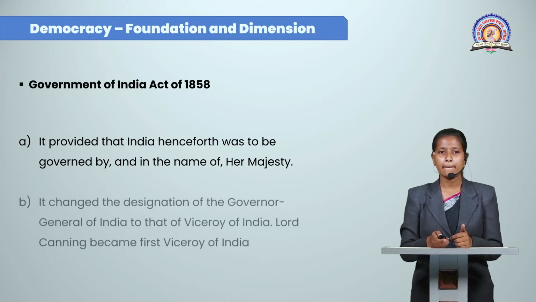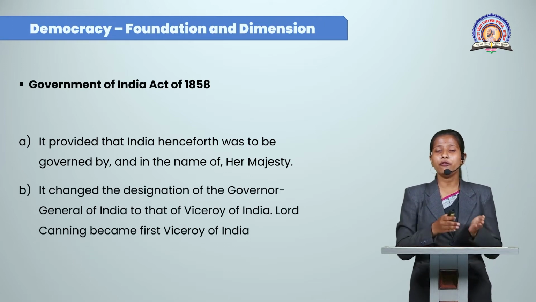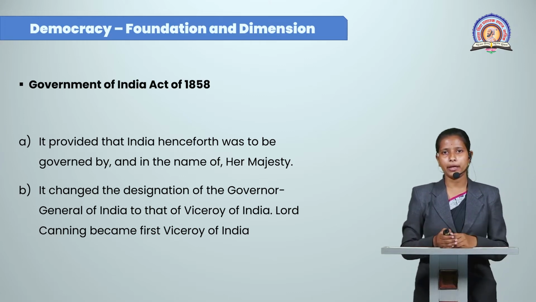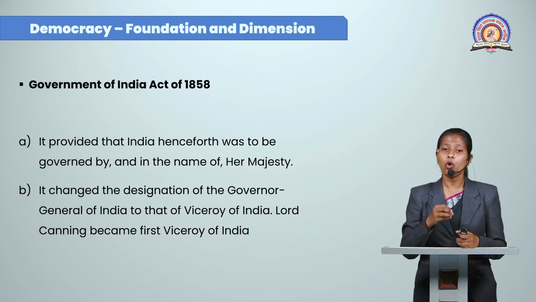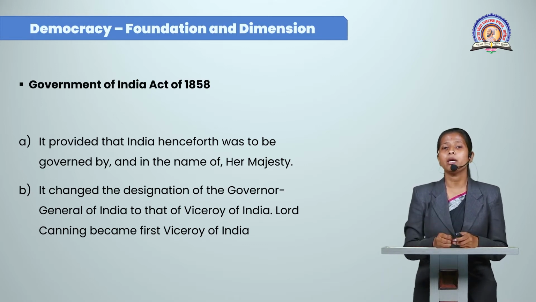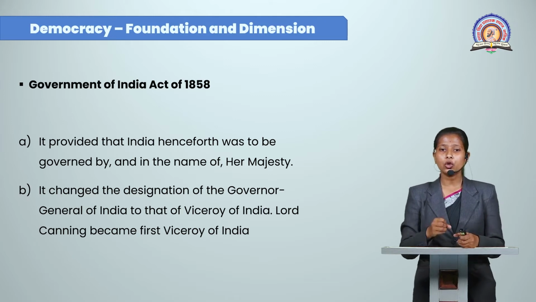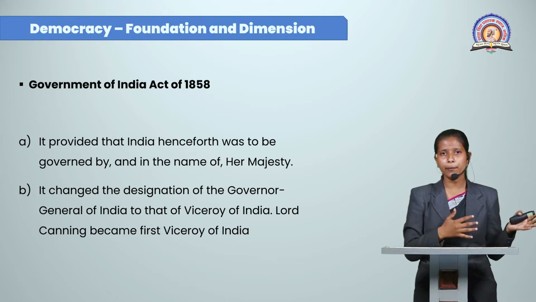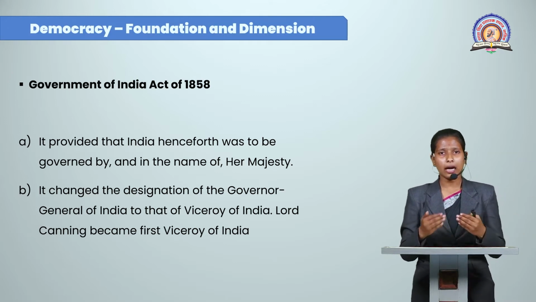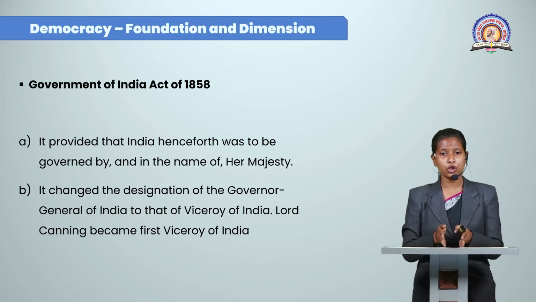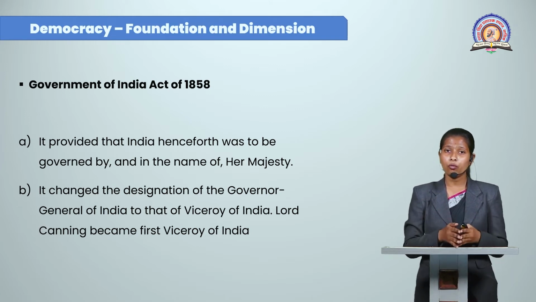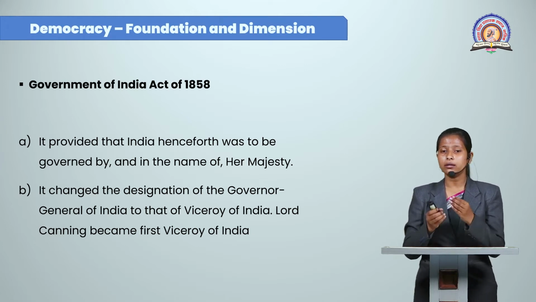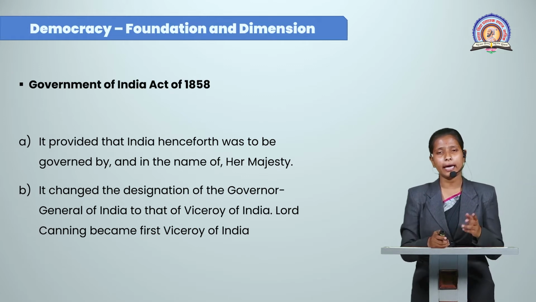After that, the designation of Governor General of India, which was given at the time of the East India Company, changed to Viceroy of India, and Lord Canning became the first Viceroy of India. So everything changed as the East India Company went away and the Crown rule came. The Governor General of India designation changed to Viceroy of India, and the first Viceroy of India was Lord Canning.